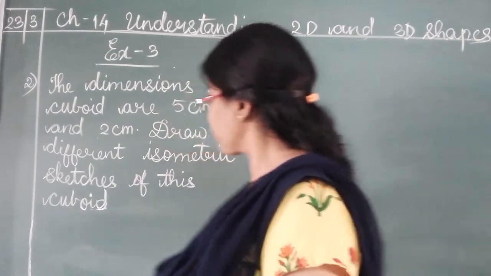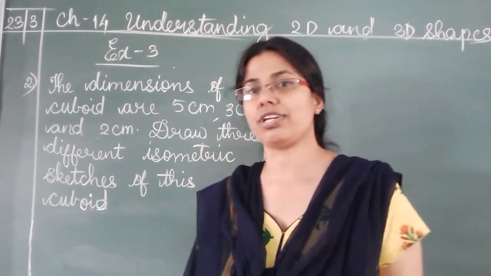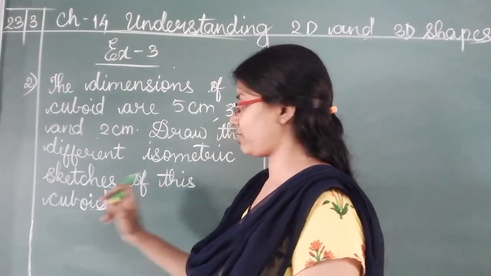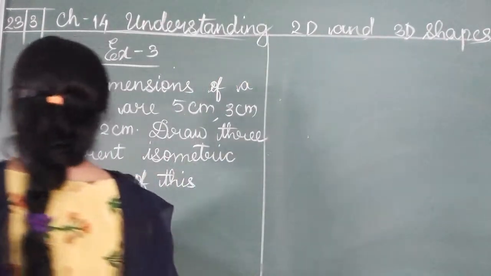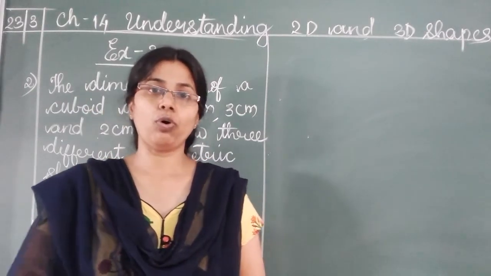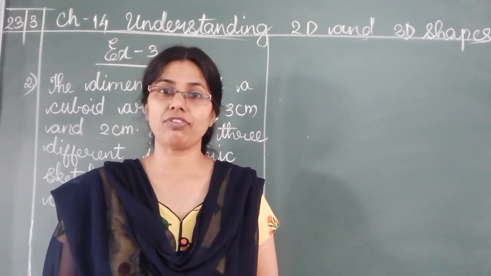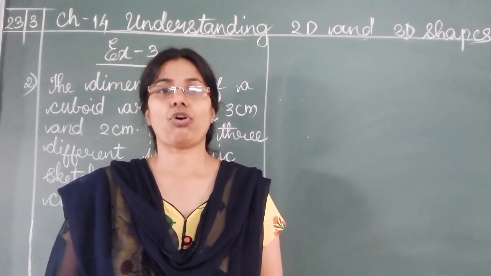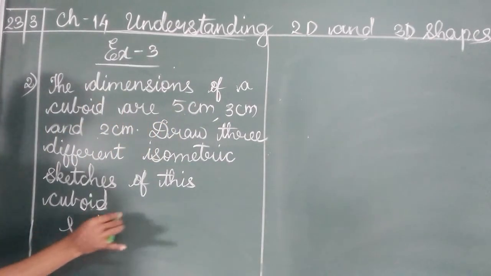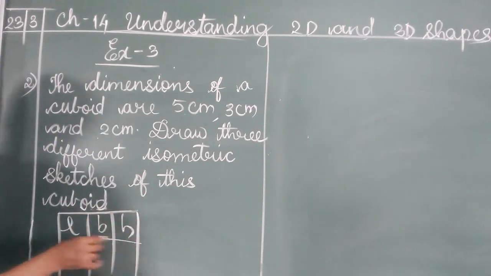Let's read the question. The dimensions of a cuboid are 5 centimeters, 3 centimeters and 2 centimeters. Draw 3 different isometric sketches of this cuboid. When I was explaining how to draw oblique and isometric sketches, I told you when measurements are given, it is usually in the order of length, breadth and height. So now let us prepare a table and write the measurements.